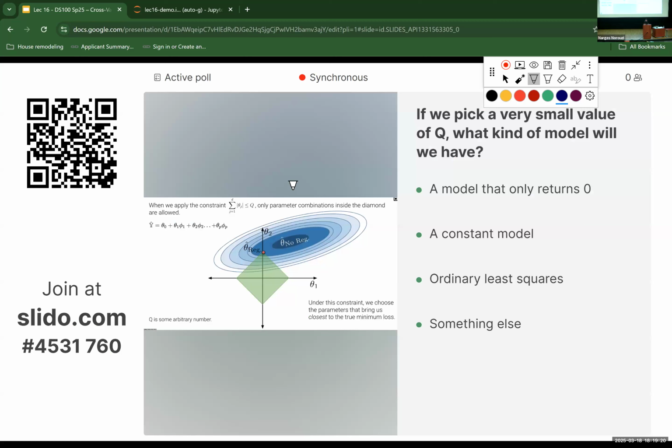Next question: if we pick a very small value of Q, what kind of model do we have? I gave you a hint about it. Is it a model that always returns 0, a constant model, OLS, or something else? In the case that it was large, it was technically OLS. It was just the optimal solution. But what is it in this case?